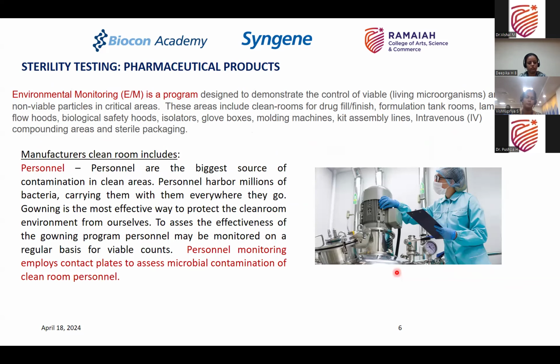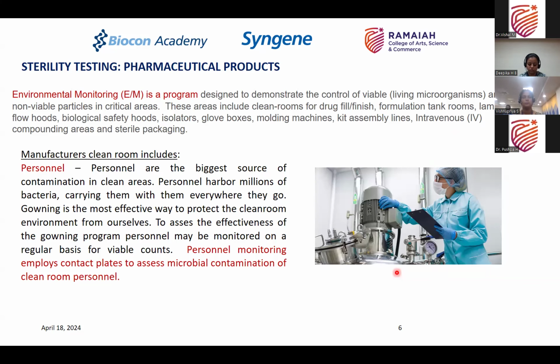The first thing is the personnel. Personnel are the biggest source of contamination in the clean room. Whoever is entering that room may be carrying many, even millions, of microorganisms wherever they go. This is one of the chances of contamination of this particular room.